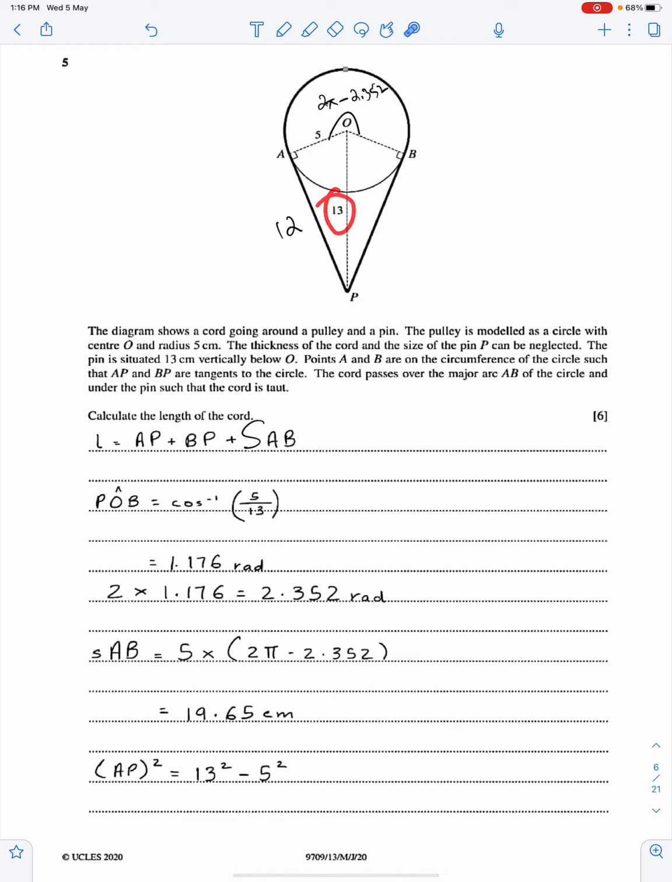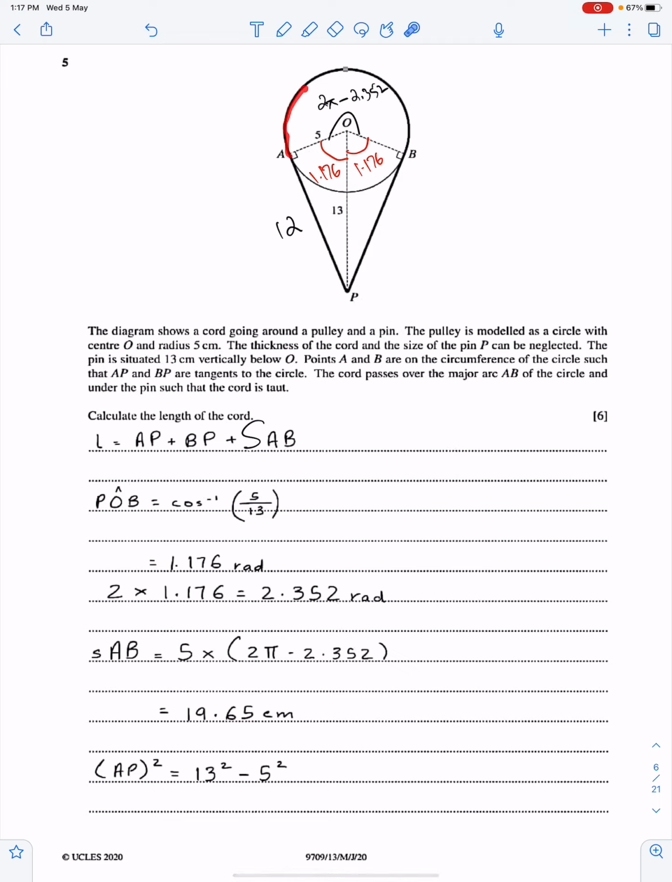This is hypotenuse and this is adjacent. So this angle is 1.176. This is also the same, this should be 1.176. So by subtracting these two angles from 2 pi, we can get this angle. You don't need to simplify this. This is fine, 2 pi minus 2.352.